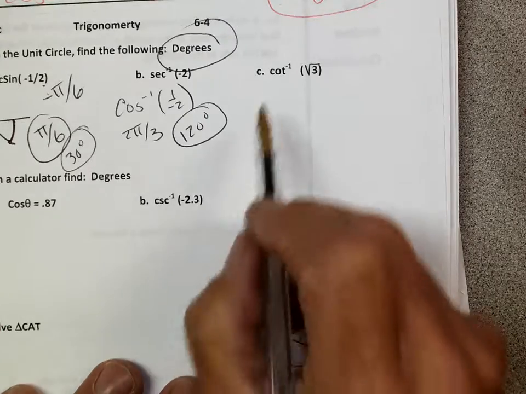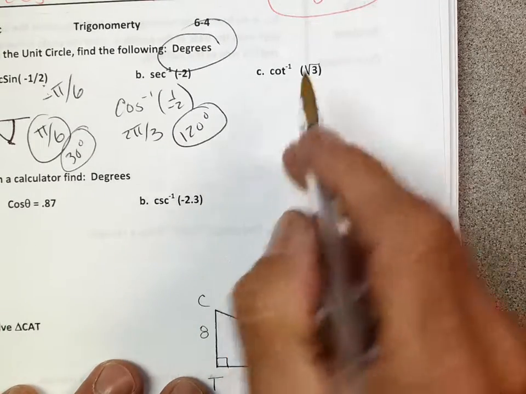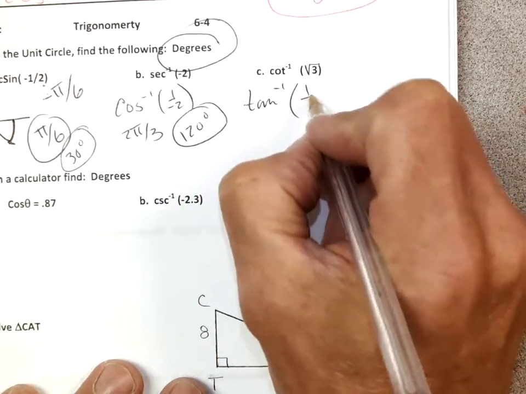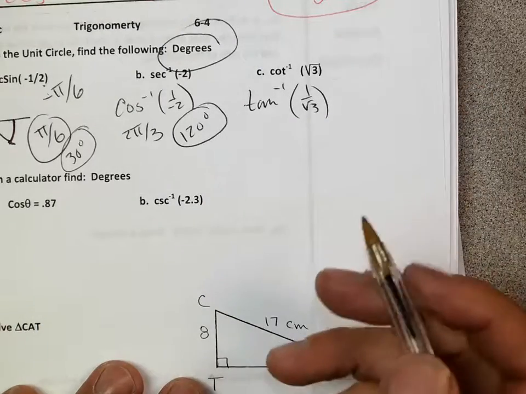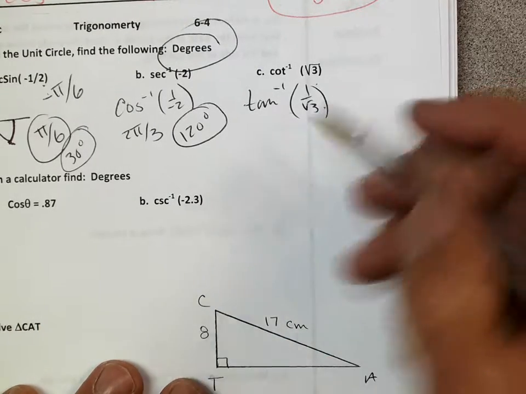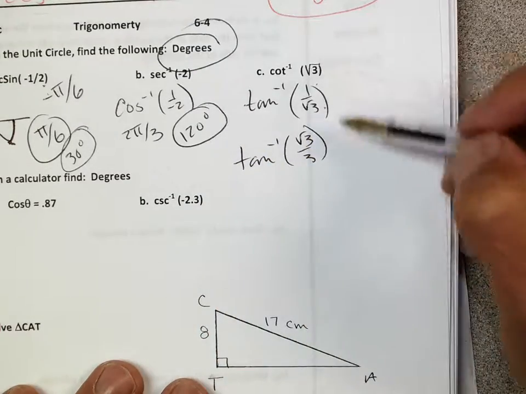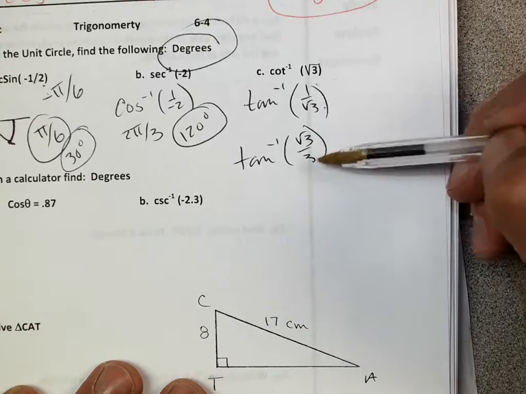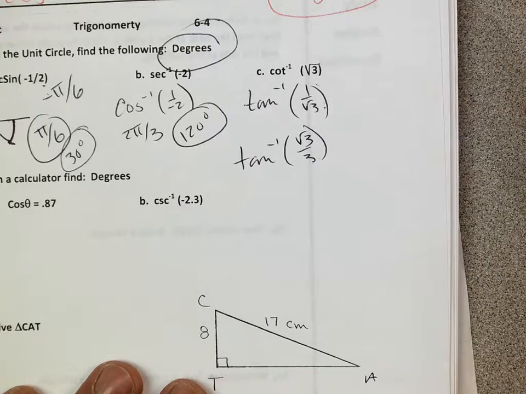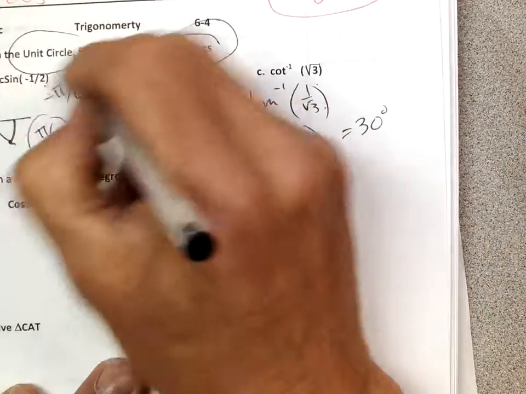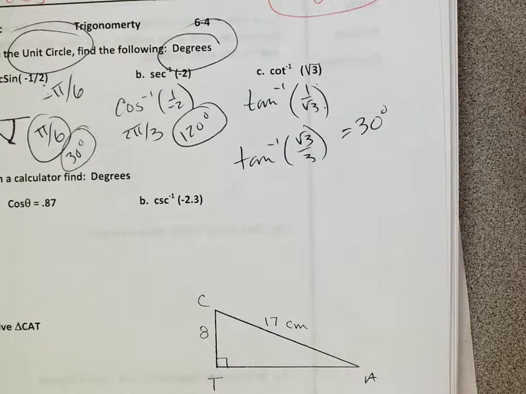And finally, cotangent inverse of square root of 3. We know that cotangent is the inverse of tangent. So we'll rewrite as tangent inverse of 1 over the square root of 3. If you do some rationalization, multiply by the square root of 3 over square root of 3, we're looking for tangent inverse of square root of 3 over 3. And of course, you guys know how to rationalize. If I need it in terms of degrees, with positive square root of 3 over 3, it is at 30 degrees, okay? So this is all just unit circle stuff. We've done this. We're pretty good at this, okay?